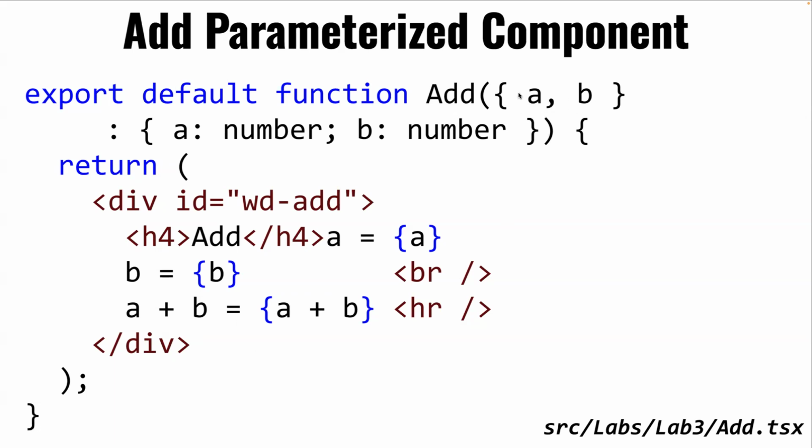Now notice the syntax here, that we are using curly brackets as part of the parameter list. And that means that this is an object destructuring operation, meaning that the add function is expecting that we pass an object with attributes a and b, properties whose names are a and b.